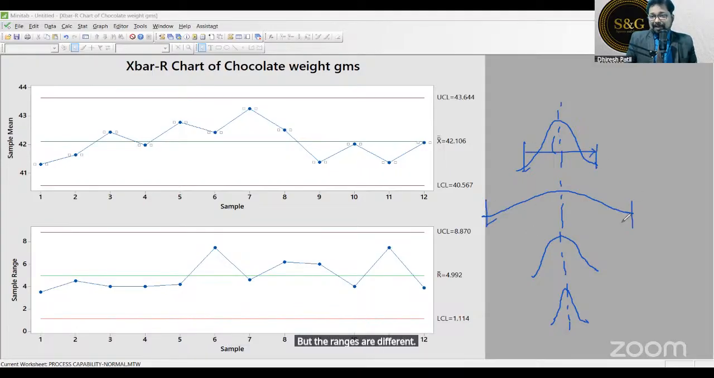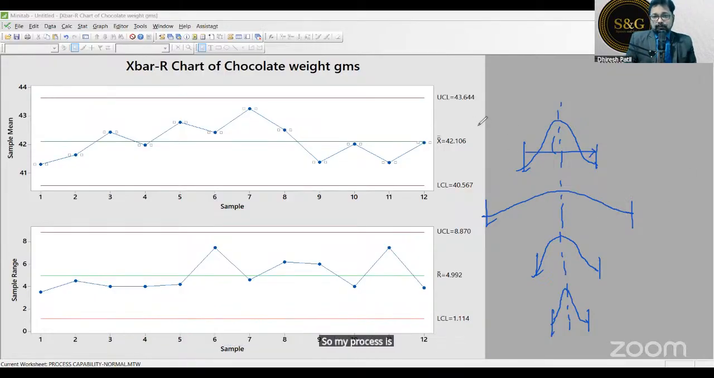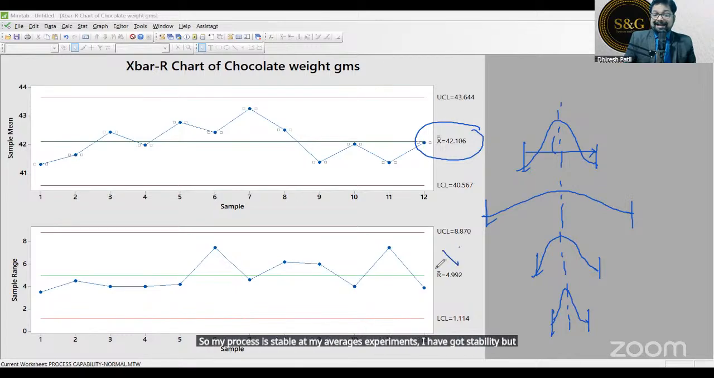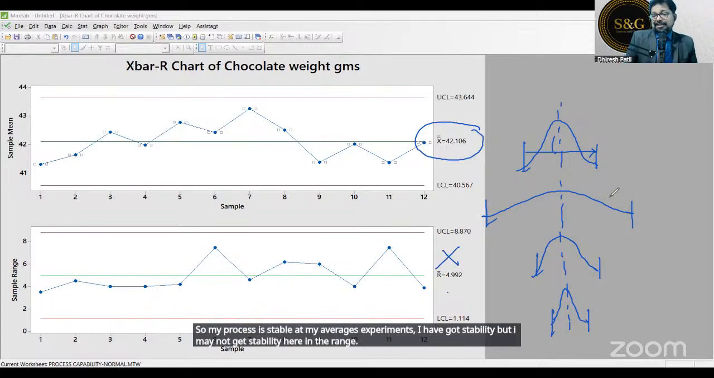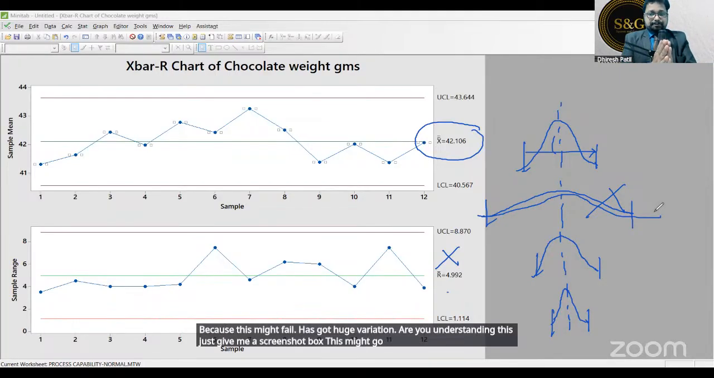Are you understanding? The variation is different. Every variation is different. Are you observing this? I've taken 4 samples, 10, 10, 10, 10. The average is exactly the same. So my process is stable at my averages. X bar means I have got stability, but I may not get stability here in the range because this might fail. This has got huge variation. This might go beyond control limits.